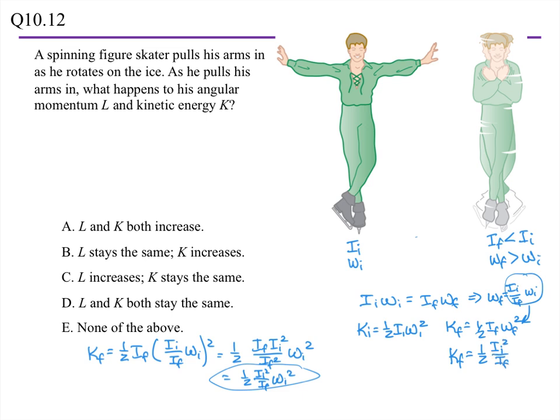K final could be expressed as the ratio between the initial moment of inertia squared over the final moment of inertia times the initial angular velocity squared. So basically what we're trying to figure out is how this quantity, the initial, compares to the final. Because the I final is smaller, but I have I initial squared, this whole thing is going to be bigger. So K final is greater than K initial.